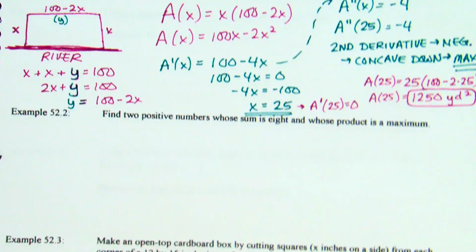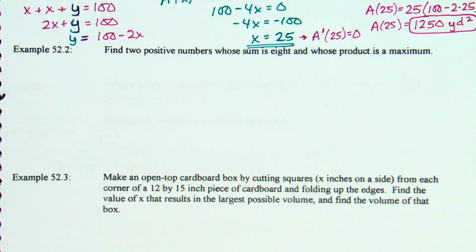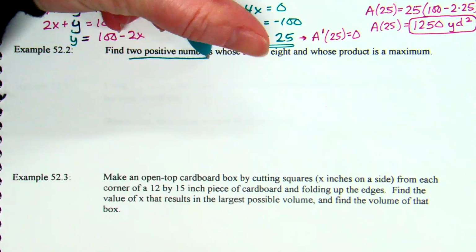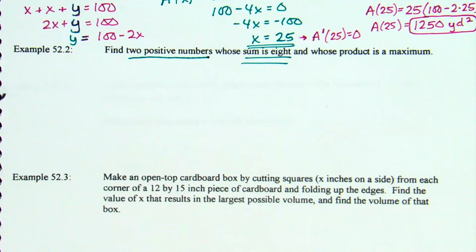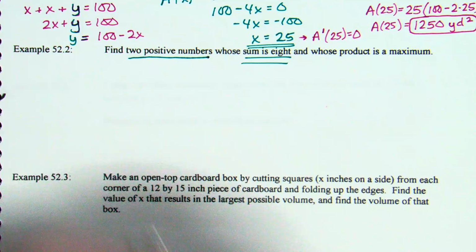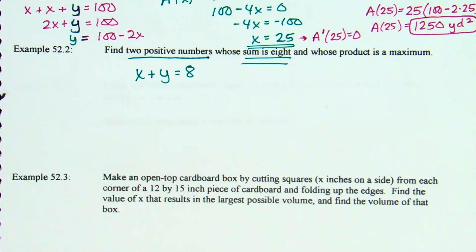Example 2. Find two positive numbers whose sum is 8 and whose product is a maximum. Two positive numbers whose sum is 8. How can you write that? You guys okay with x plus y equals 8? So x and y are positive numbers, their sum is 8.